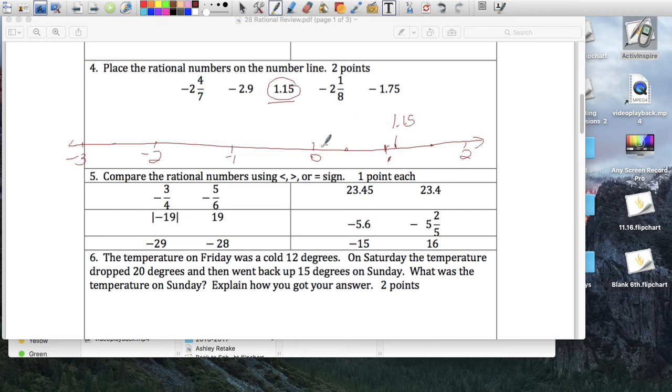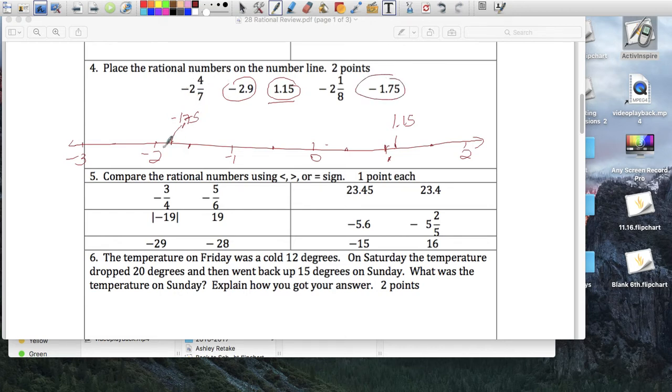Negative $1.75, well here's $0, 50 cents negative, $1 negative, $1.50 negative, $1.60, $1.75 should be about here. Okay. So that's done, and that's done.